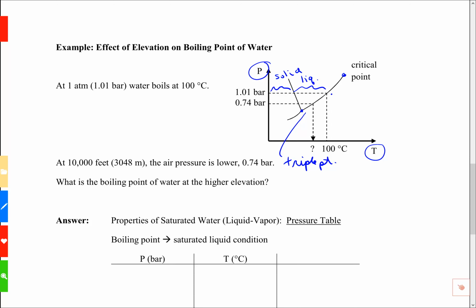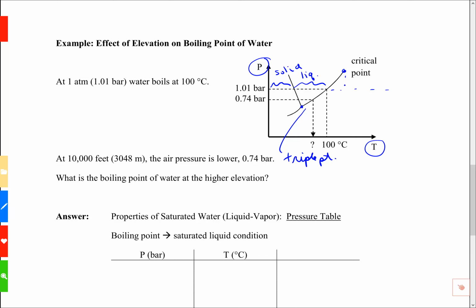Let me extend this one bar line a little bit, thinking about along that line. Below the critical temperature, we have vapor, and above the critical temperature we have gas. We're interested in the liquid vapor portion of this curve, and this line is called the saturation line.